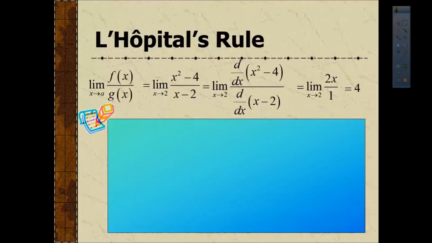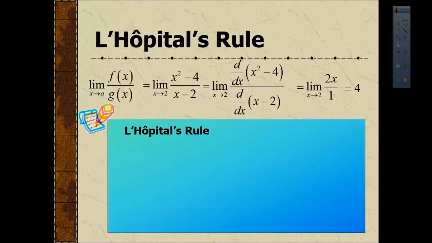Same limit we got by the other approach of factoring and canceling, but this time we didn't have to apply any algebra tricks. It was simply some calculus tricks, taking the derivative of the numerator, derivative of the denominator.